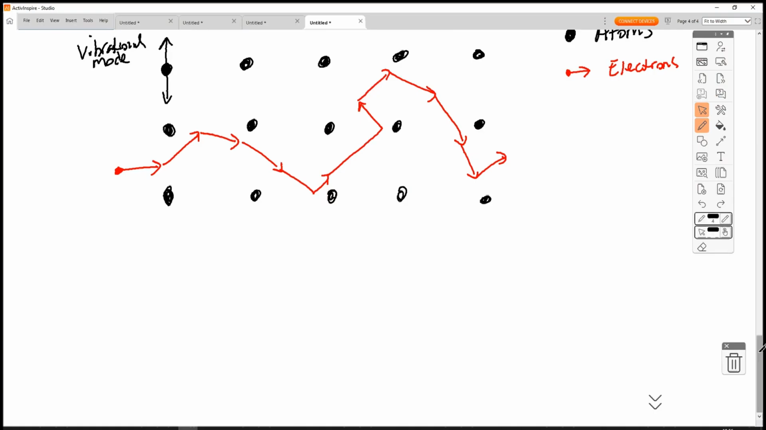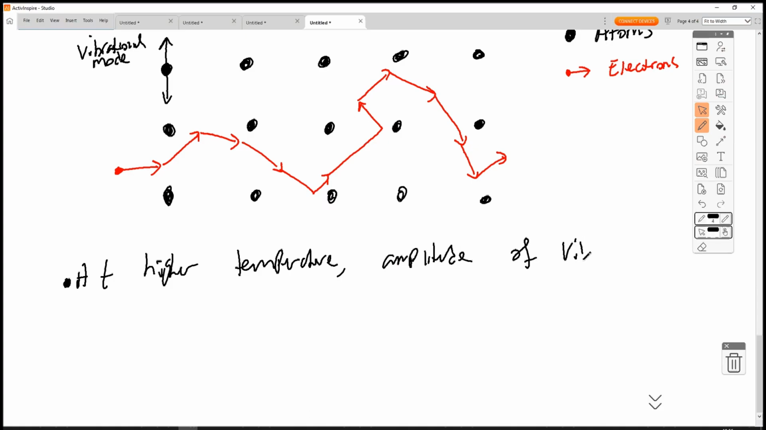So, if the material's hotter, or I should say at higher temperatures, the amplitude of vibration is greater. And resistance is greater.